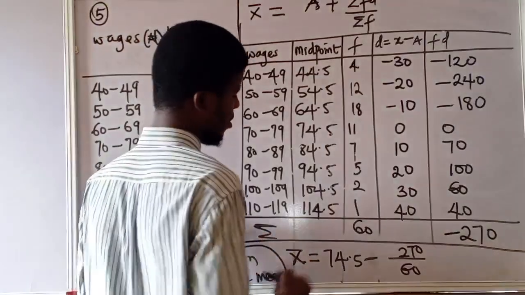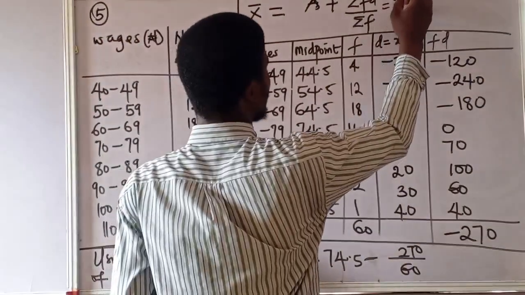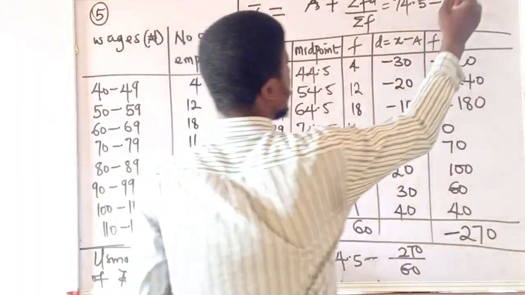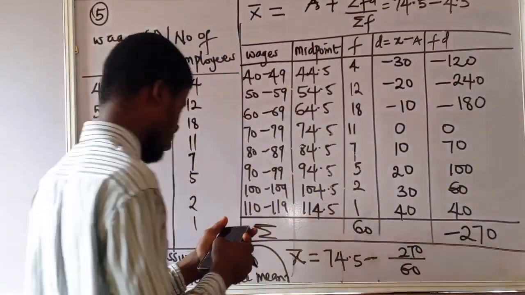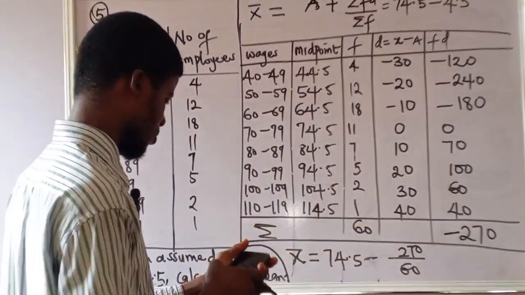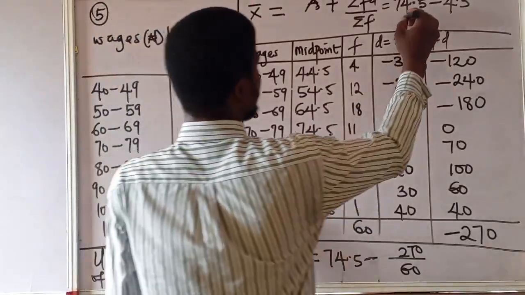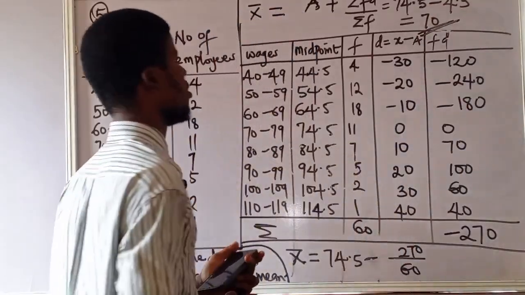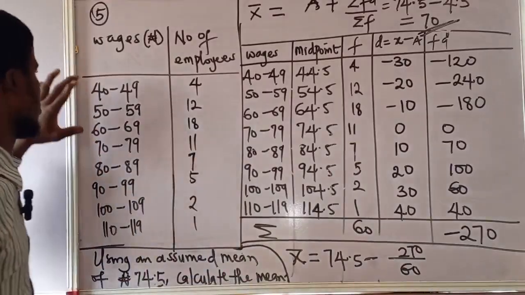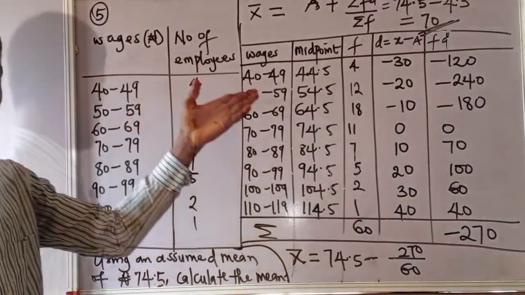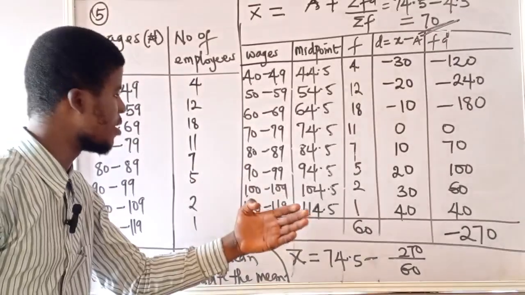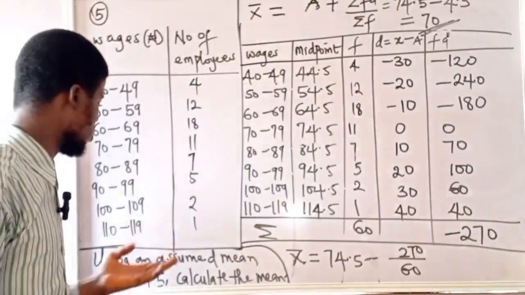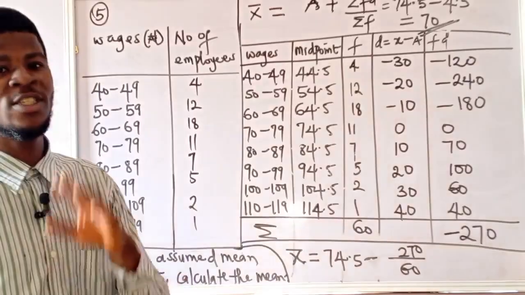It means that we have 74.5 minus 4.5. And what would that be? That's 70. So the actual mean of this data is 70. So this is it for arithmetic mean, and this is how to determine the mean of a distribution where an assumed mean is given. This is it for this particular video.